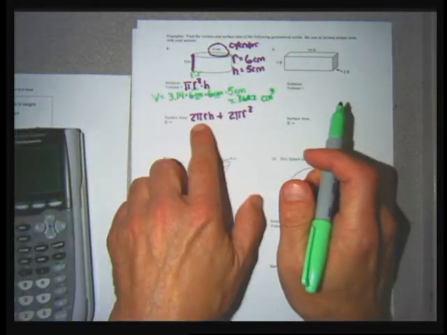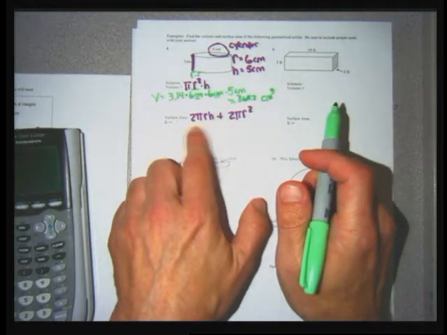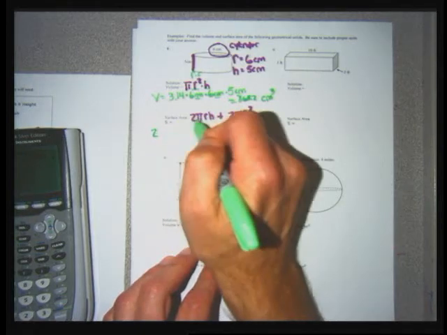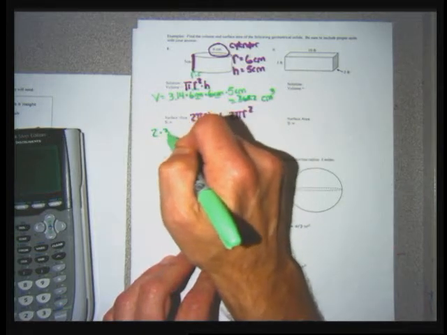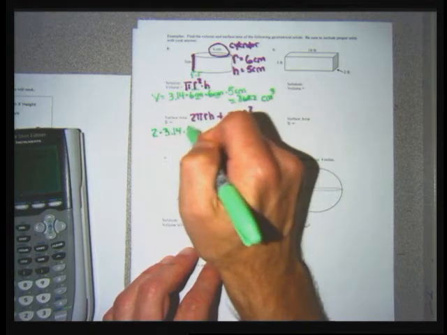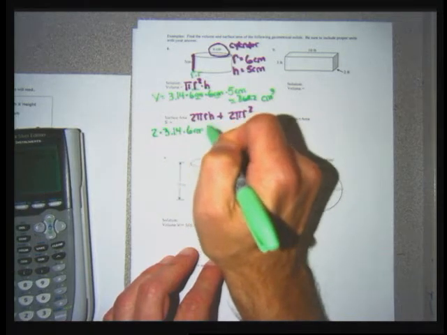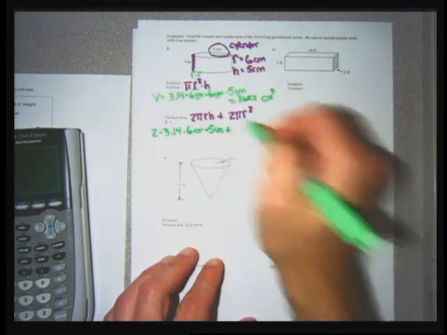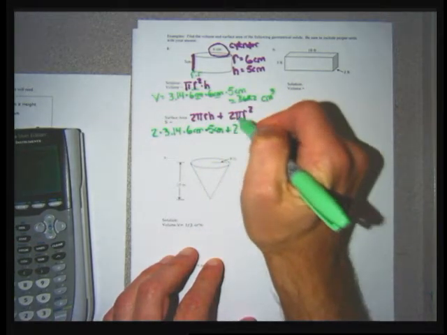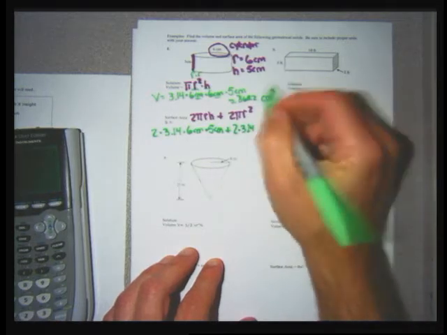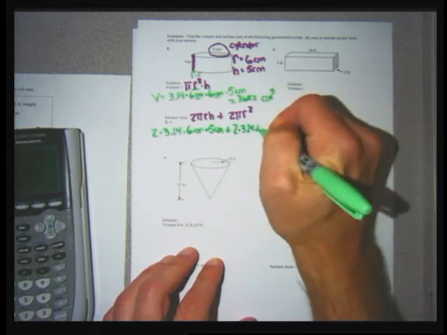Next thing I'm going to do is the surface area. I see the formula for the surface area, so I'm going to just do it. I'm going to write 2 times pi. I'm going to write 3.14. I see another r, and the r is 6 centimeters. I see an h, and the h is 5 centimeters. Then I'm going to put a plus sign, and I see the number 2 again. Then I see a pi again, which is 3.14. And then for r squared, I'm going to put 6 centimeters times 6 centimeters.